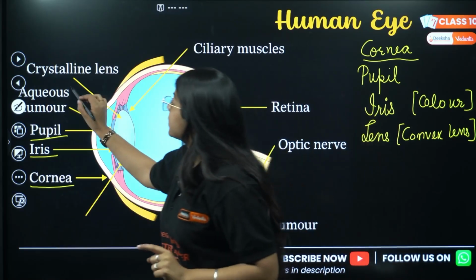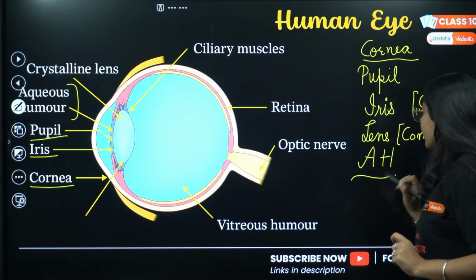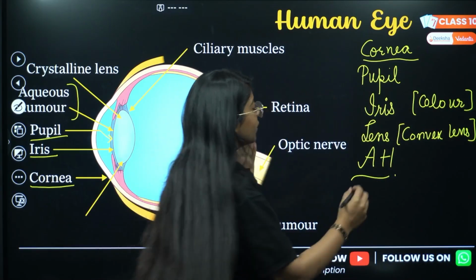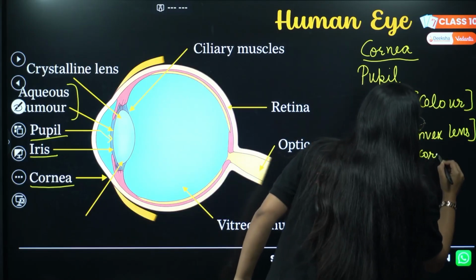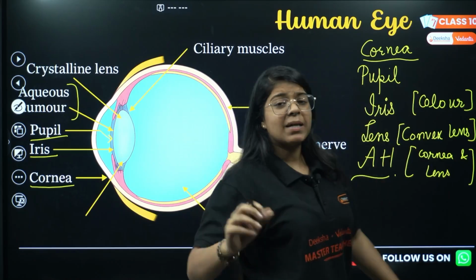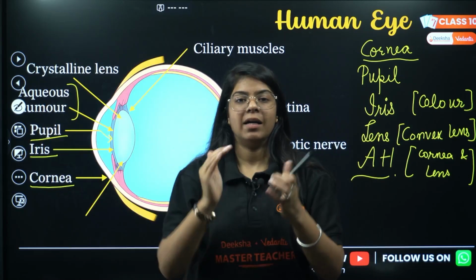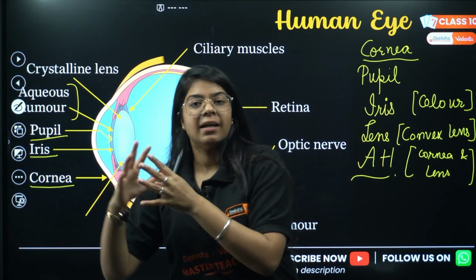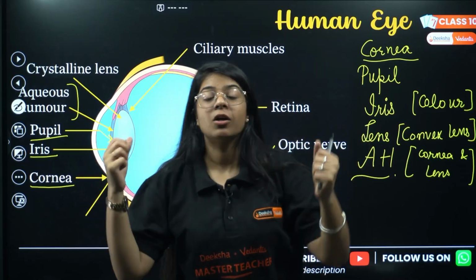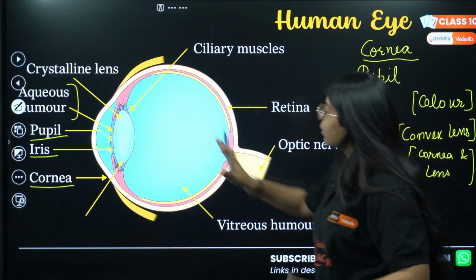Now the next thing is aqueous humor. What is aqueous humor? It is a fluid between the first part, the cornea, and my crystalline lens. Basically, it helps to maintain the pressure of the eye, the pressure between the cornea and lens, and it also helps to provide oxygen from the air to the lens, right? Correct? Okay, moving on, this whole part is done.